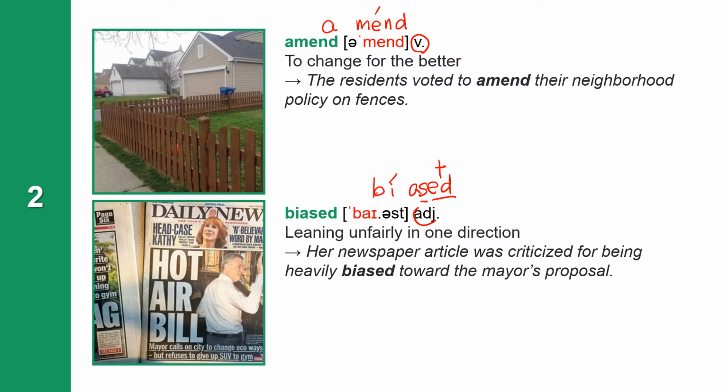And biased is an adjective. It means leaning unfairly in one direction. Her newspaper article was criticized for being heavily biased toward the mayor's proposal. Biased.